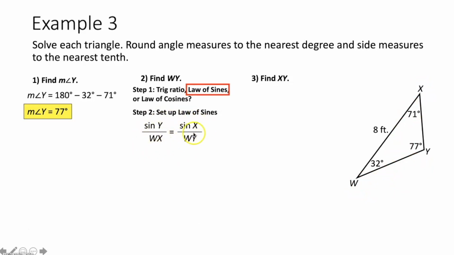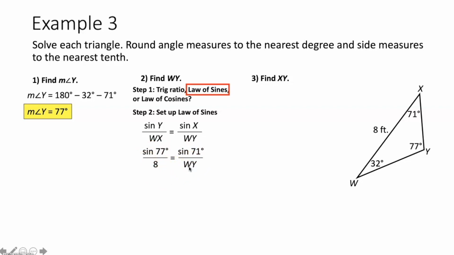Now all I have to do is plug in what I know. I know the measure of angle Y is 77 degrees. That goes in here. I know the measure of segment WX is 8 feet. That goes in here. I know that the measure of angle X is 71 degrees. That's going to go in here. And the measure of segment WY stays the measure of segment WY. Now I just need to solve this proportion and figure out what the measure of segment WY is.